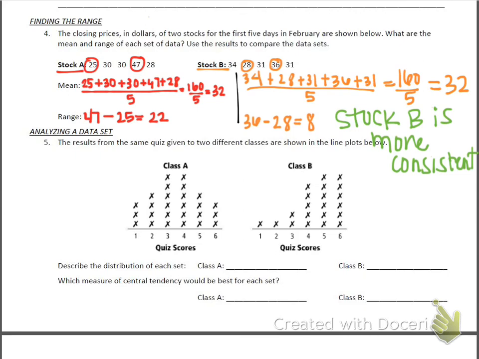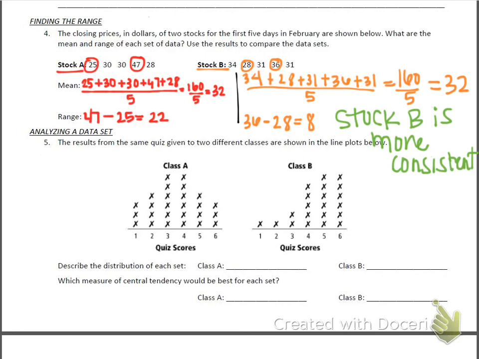Okay, so here's what we're going to do in our last 5 minutes or so. I give you 2 sets of data for quiz scores on a line plot. What I want you to do individually, this is like your exit ticket, and I'll just walk around and double check your answers. Tell me, describe the distribution of the set. Distribution means symmetric, uniform, or skewed. And then tell me which measure of central tendency would be best for each one, mean, median, or mode. And I'll give you a hint, it's not mode.